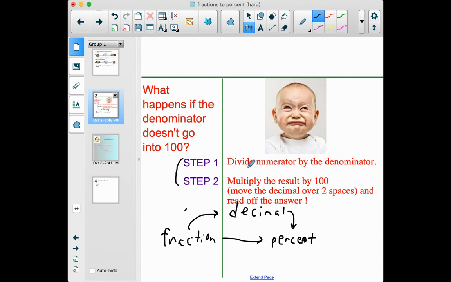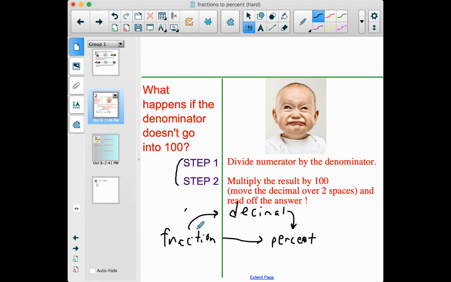Step one is to divide the numerator by the denominator. And that is what we do to turn a fraction into a decimal. So step one is getting to the decimal. Divide the numerator by the denominator. Step two, we're going to multiply the result by 100. In other words, we're going to move the decimal over 2 spaces, because that's how we go from a decimal to a percent. Again, that's your answer.